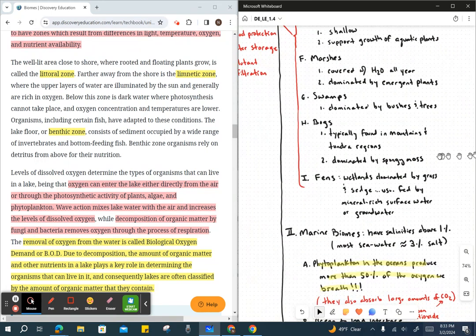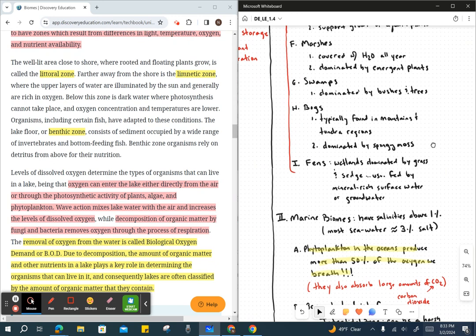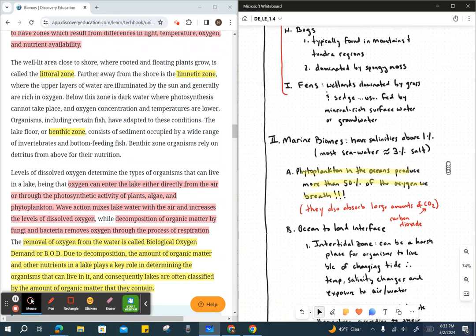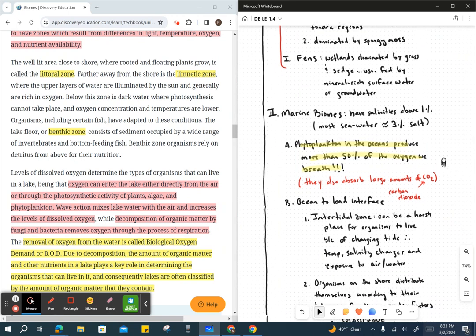Fens is a less common term that you're going to hear, letter I. These are wetlands dominated by grass and sedge. They tend to be fed more by mineral-rich surface water or the groundwater, not so much from other sources.